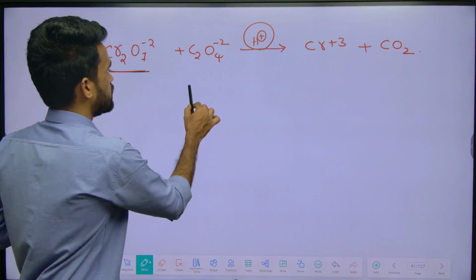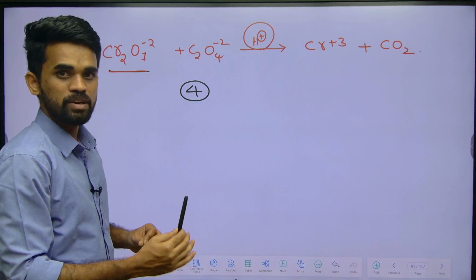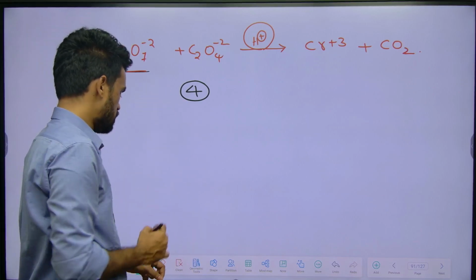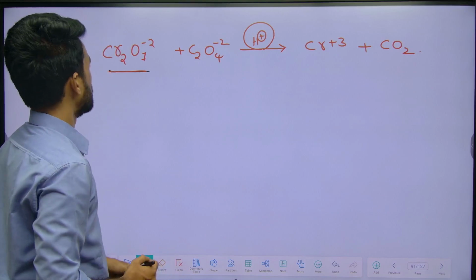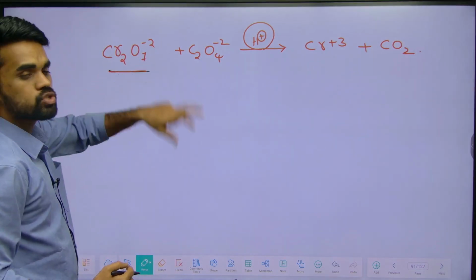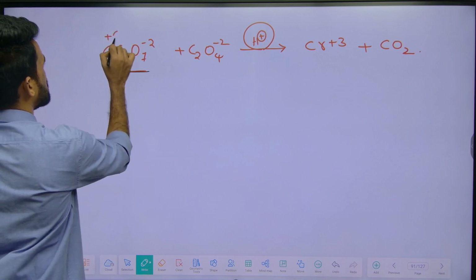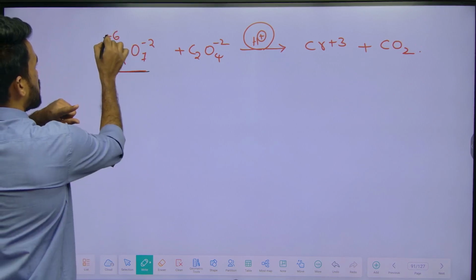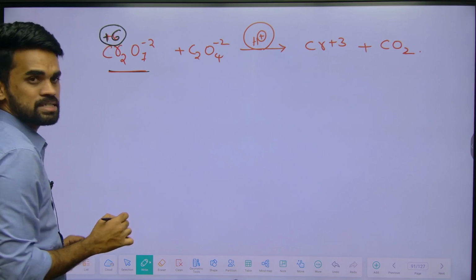Remember again, this is equally important for your board exams in class 11th, meaning first year intermediate, for 4 months. So it is easy, very easy. You can do it. After that, assigning their oxidation state. How much oxidation state? If you calculate, you are going to get this as +6. Once again, try it, practice it, and verify whether this +6 is correct or not.